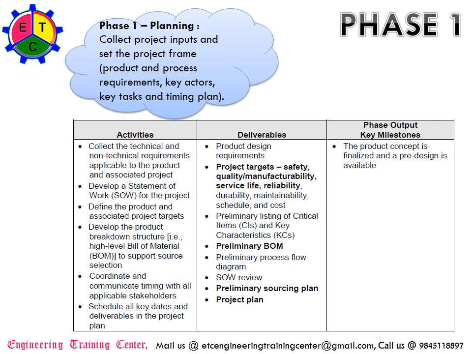Okay, then the next deliverable would be the preliminary BOM and preliminary process flow diagram, which will help you to set up the production process and trials later on. And the statement of work is reviewed and finalized. Then the preliminary sourcing plan: because you have the preliminary BOM, it allows you to arrive at the preliminary sourcing plan, and the project plan is in place for the further coming deliverables. So what is the phase output key milestone? The product concept is finalized and pre-design is available. So from the product development point of view, it covers from the kickoff to the preliminary design review.